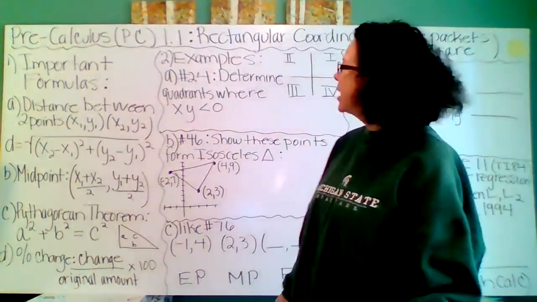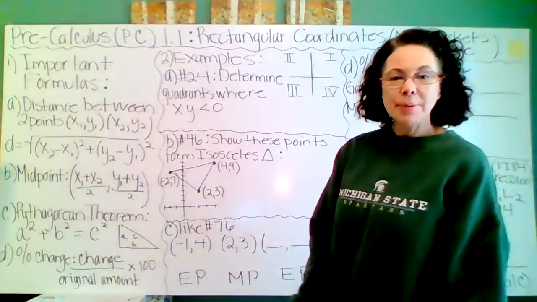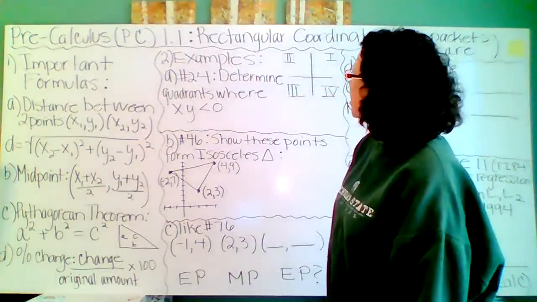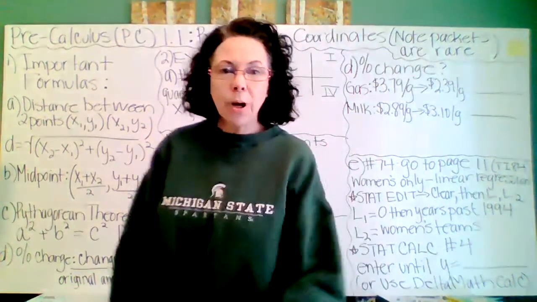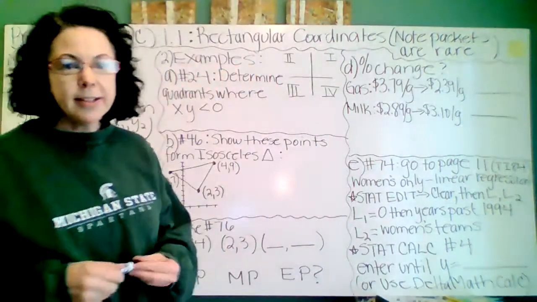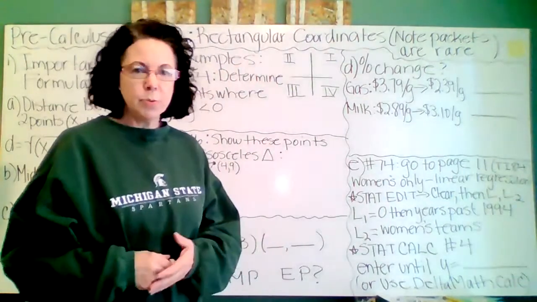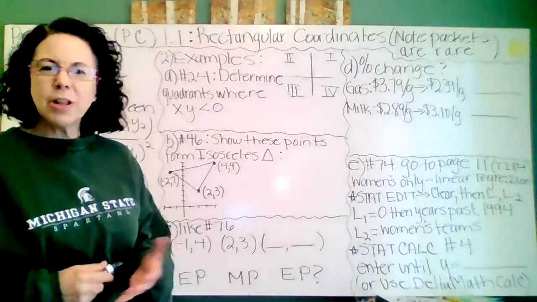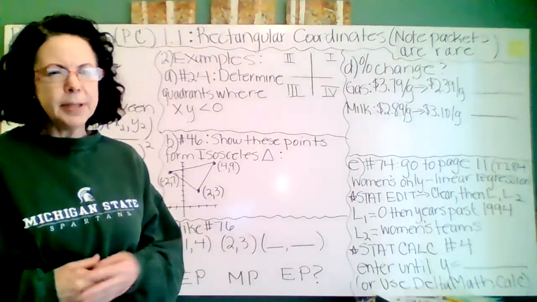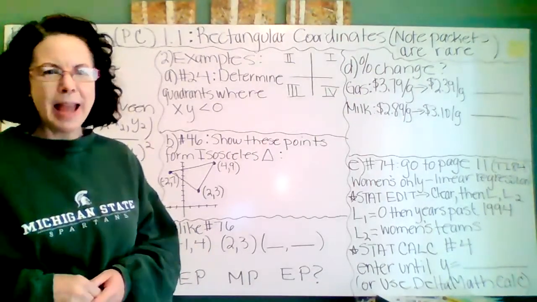This is pre-calculus. I'll usually put a PC to abbreviate 1.1, rectangular coordinates. Just so you know, note packets are rare. I know you're used to that in Algebra 2B, but pre-calculus is very much a college level course where you would be used to taking notes, and so we'll do them that way.